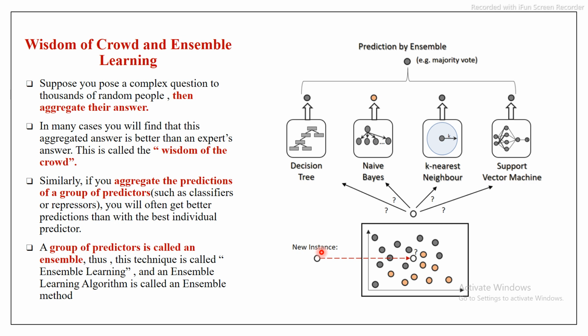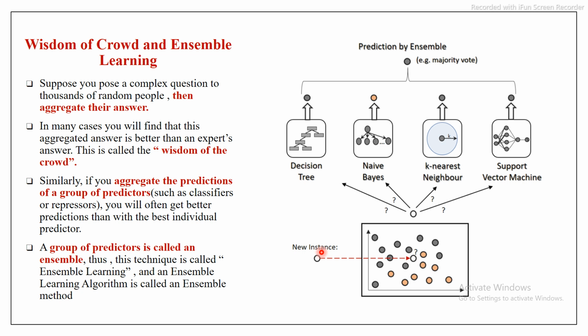So when you say wisdom of the crowd, what are we trying to say? Suppose you pose a complex question to thousands of random people, then you aggregate their answers. In many cases you will find that this aggregated answer is better than the experts' opinions. So it is called the wisdom of the crowd. For example, you might have seen people asking questions during election times. You randomly ask different people and they give you answers. Some answers are repetitive and some are different. You club them together and come up with one answer. That is called the wisdom of the crowd.